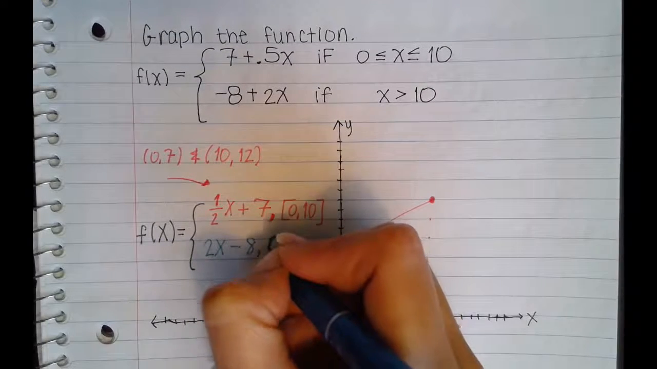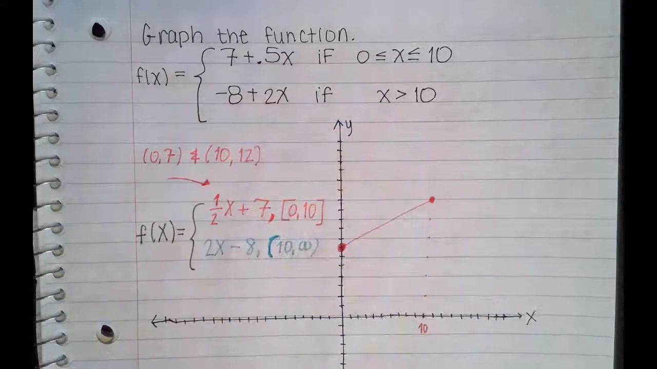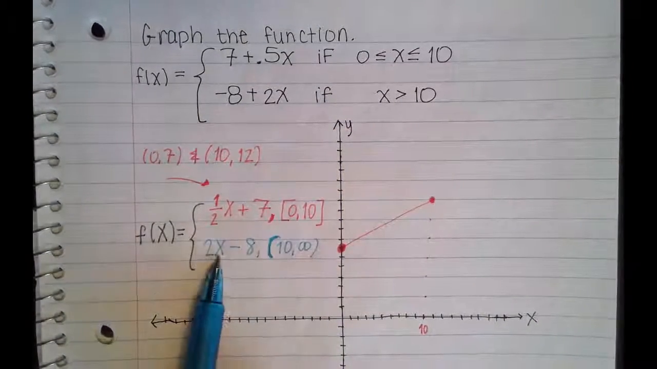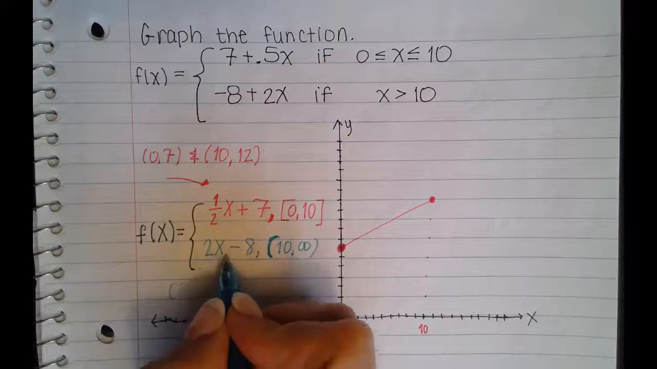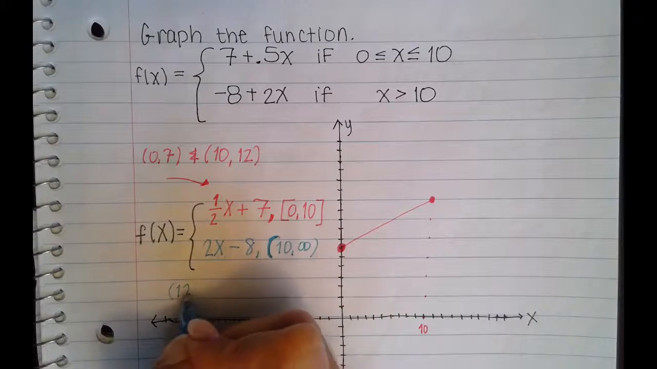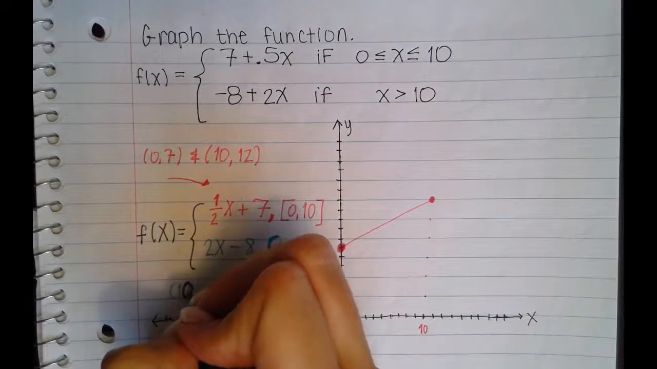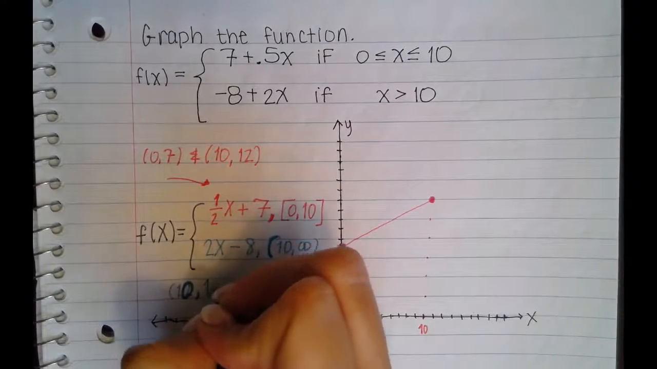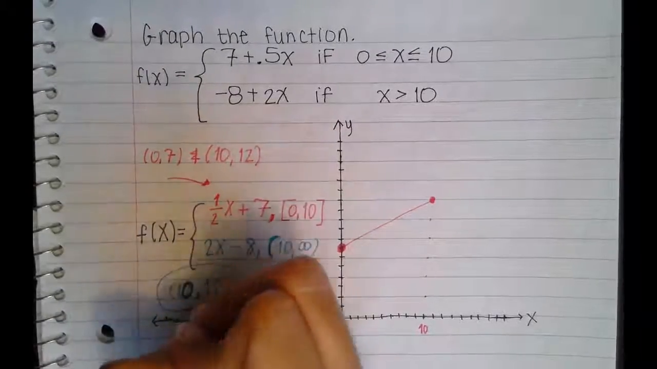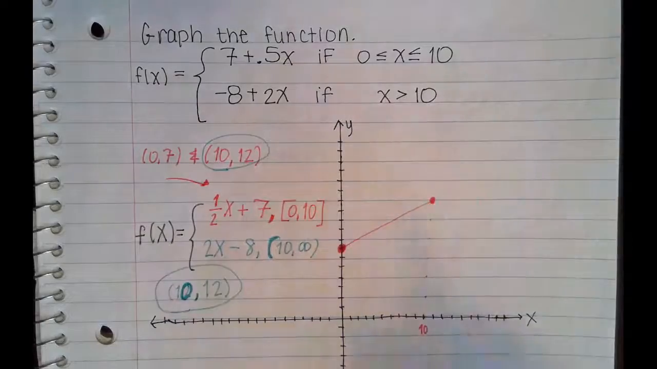If I plug in 10, 2 times 10 is 20, and 20 minus 8 is 12. Should have been 10 comma 12, sorry. Now, coincidentally, these are the same points. So where that one was closed, we're going to have this one be open. And normally a choice isn't going to have color-coordinated options, but this one does.